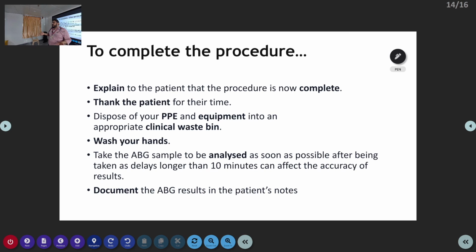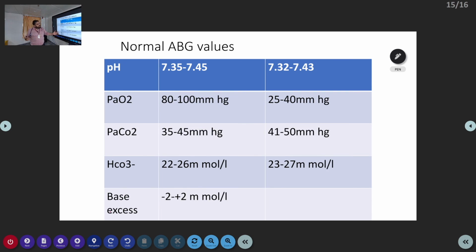Most importantly, analyze the result with the patient's clinical condition. Don't just analyze the values. You should be analyzing only with the patient's clinical condition. So these are just the normal values that you mentioned.